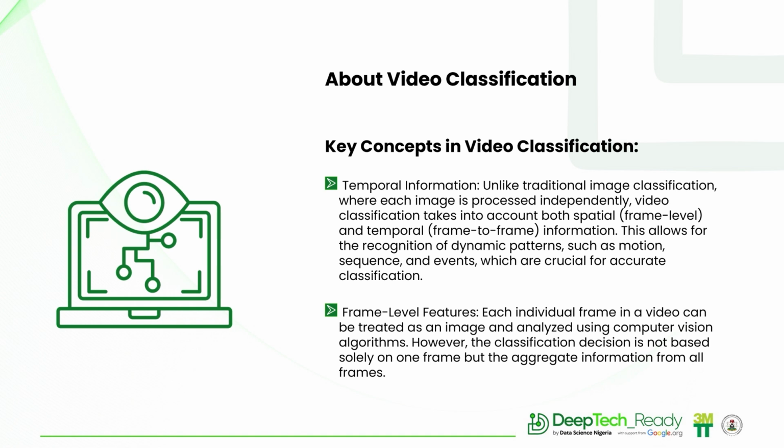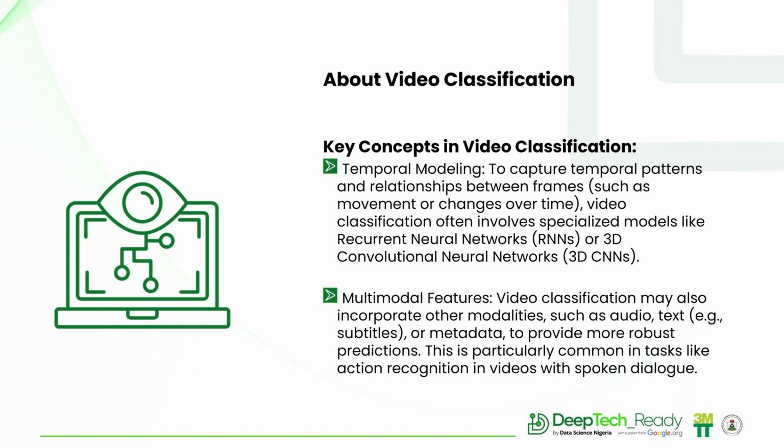So we also have other things you need to be aware of: temporal modeling and multimedia features. For temporal modeling, when we say spatial, we mean frame, and when we say temporal, we are talking about across frame to frame. You can have like 50 frames, 100 frames in 1 second. So temporal modeling is about capturing temporal patterns and relationships between frames, such as movement or changes over time. Video classification often involves specialized models like recurrent neural networks, RNNs, or 3D convolutional neural networks, which are CNNs.